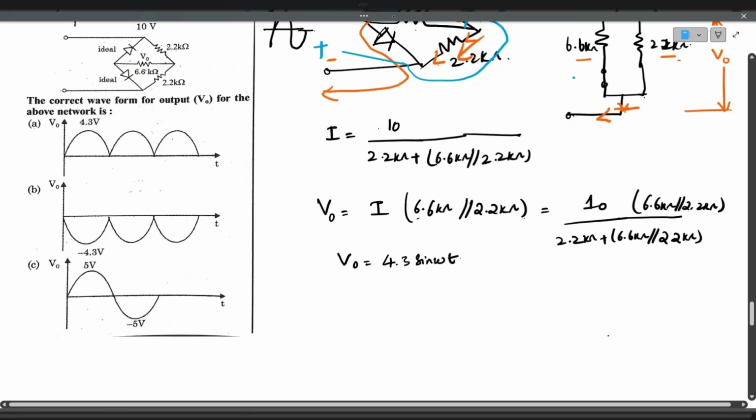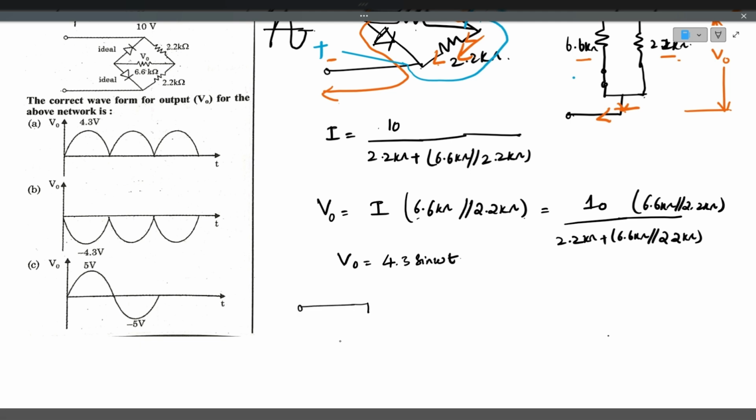We'll redraw all the circuit. This is a diode and this is a resistance 2.2 kilo ohms. There is one more diode. This is 2.2 kilo ohms and this is 6.6 kilo ohms. This is the load resistance. 6.6 kilo ohms is the load resistance.